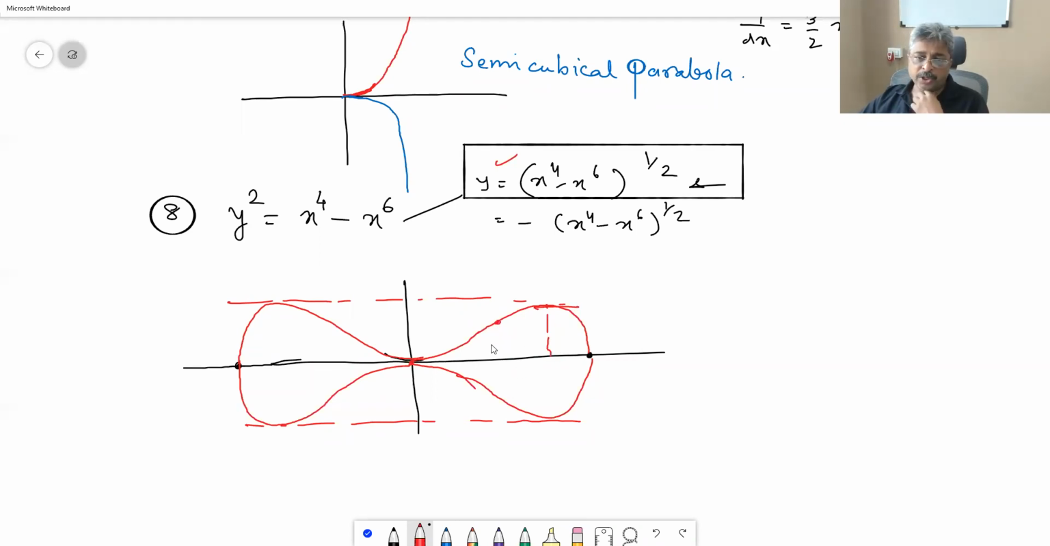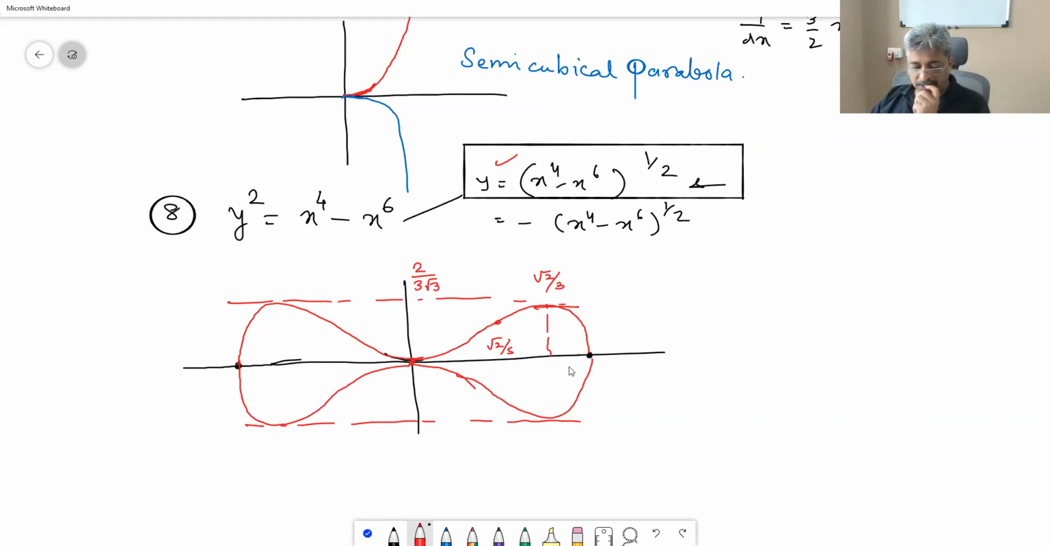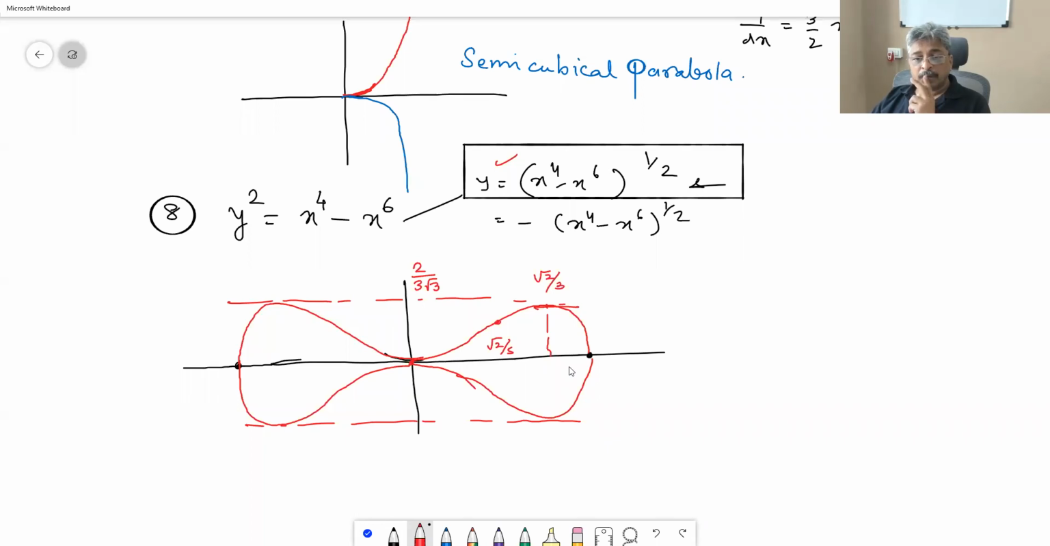If you want the value, it is going to be root 2 upon 5. That will give you the point of inflection. Maximum is root 2 upon 3. Value of the function maximum, 2 upon root 3. Sir, it is not root 2 by 3, it is 2 by root 3? Sir, the maximum point is 2 by root 3, 2 by root 3. Yes, sir.